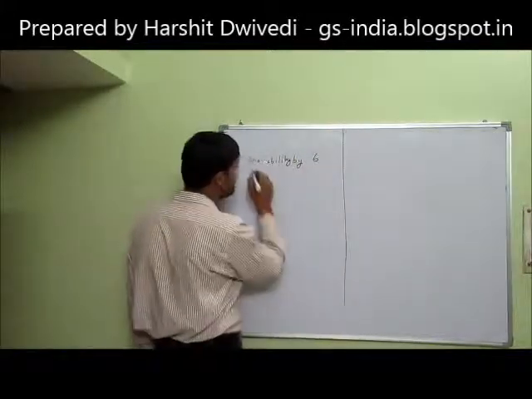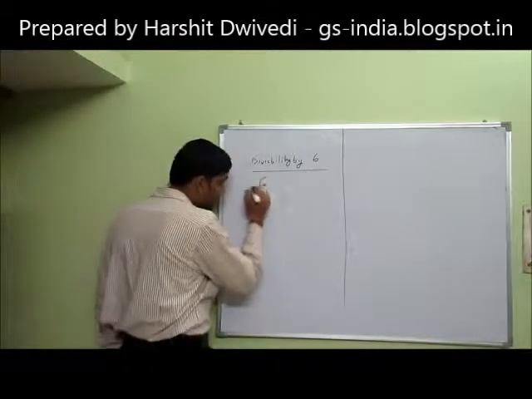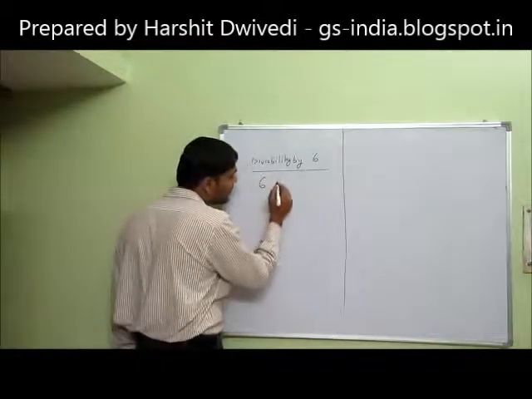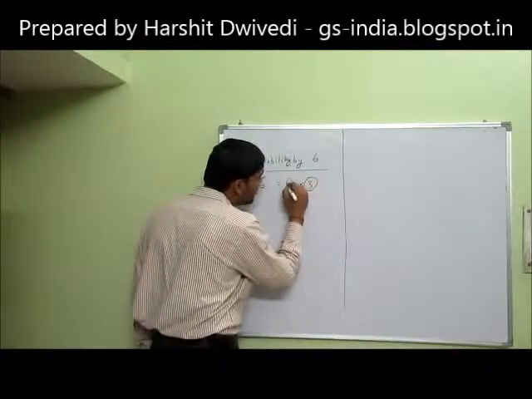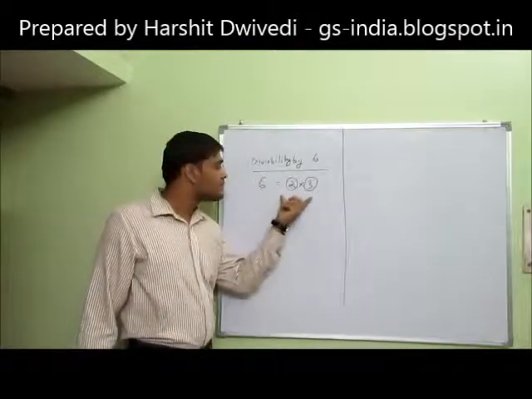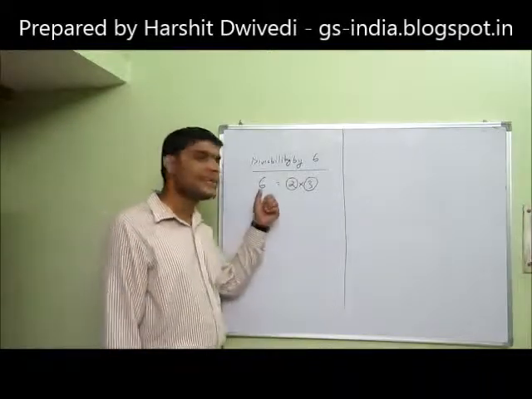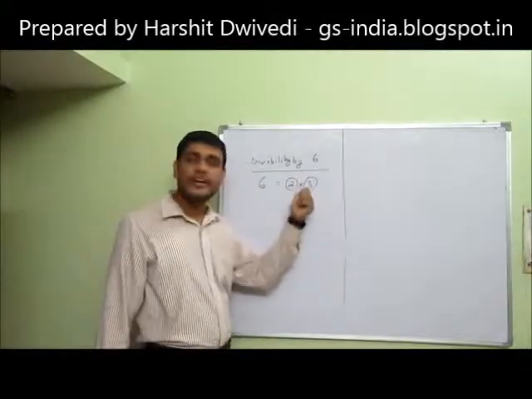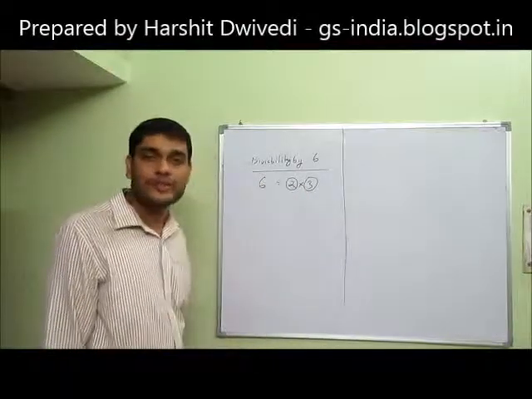Now we are going to see the divisibility rule by 6. If you have to check the divisibility of a number by 6, we have to check the divisibility of the number by 2 and by 3. That is, if a number is divisible by 6, then it must also be divisible by 2 and by 3. Obviously, if a number is divisible by 6, it will be divisible by 3 also, and by 2 also, because 2 and 3 are factors of 6.